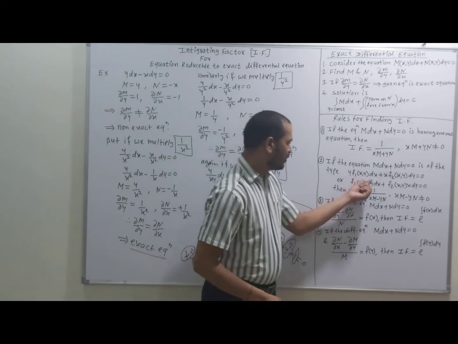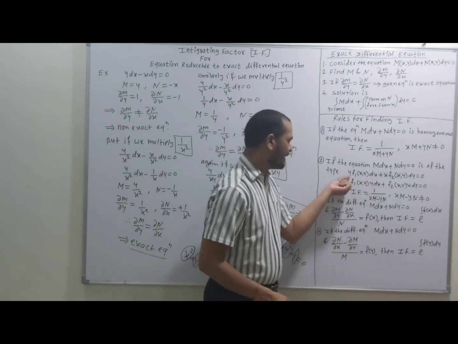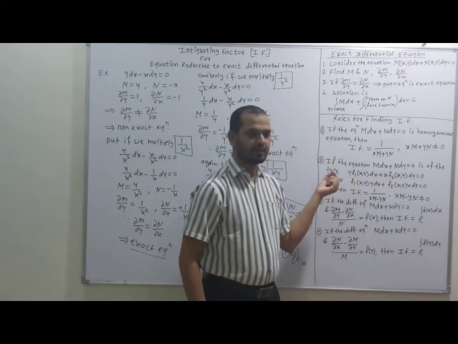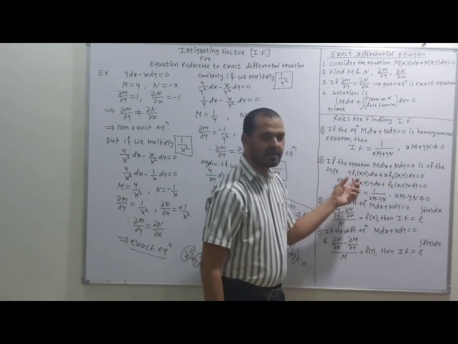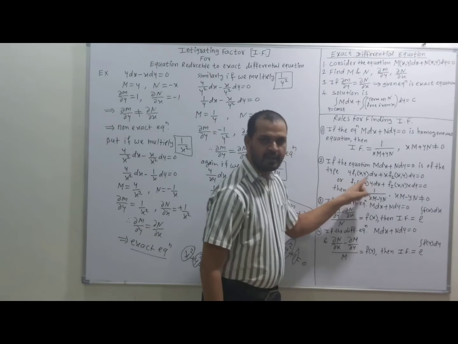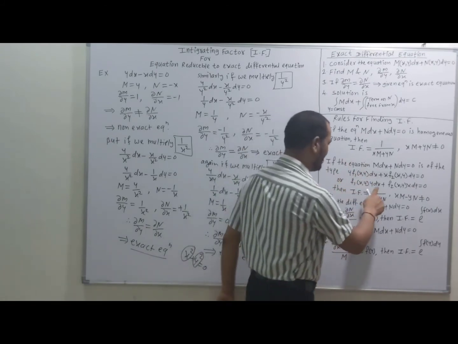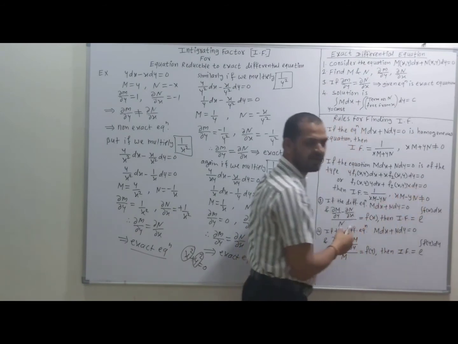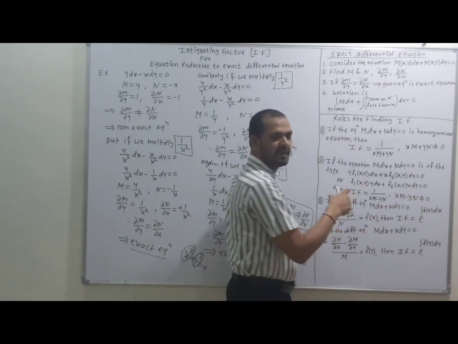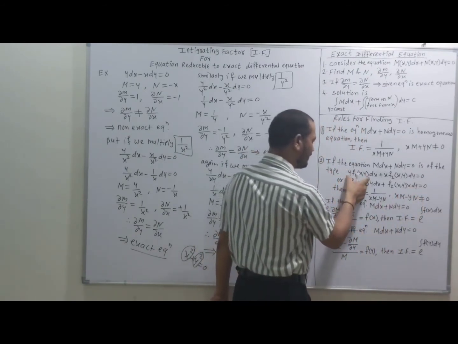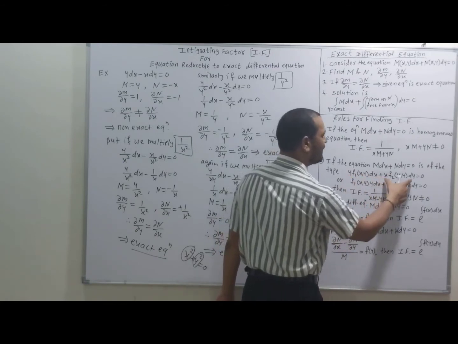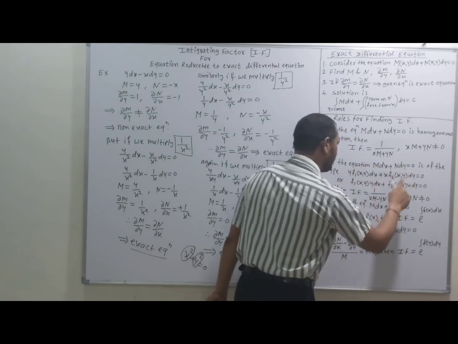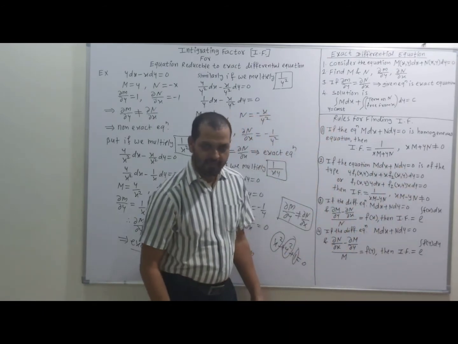That means in the coefficient of dx, y is common. In the coefficient of dy, x is common. So this y is also written as a multiple with dx, or this x is also written as a multiple of dy. So if we get the value of y common from the coefficient of dx, and if we get the value x common from the coefficient of dy, then rule number 2 is applicable.